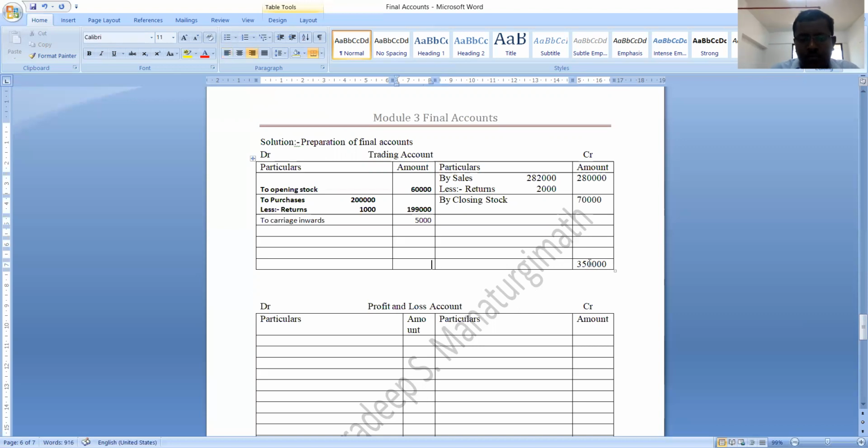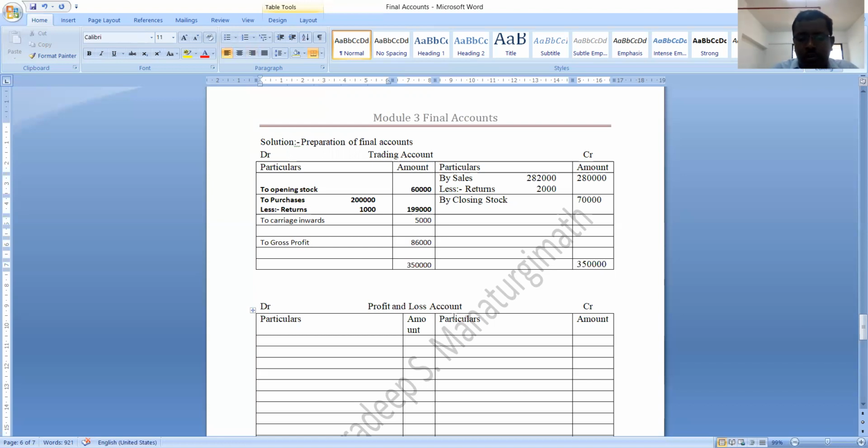Let us take the same figure on the debit side, that is rupees 3,50,000. Now you need to find out the balancing figure. From 3,50,000, if you deduct these above three items, you will find a balancing figure of rupees 86,000. I already told you, if the balancing figure appears on the debit side, it must be treated as gross profit. Suppose it appears on the credit side, then it must be treated as gross loss.